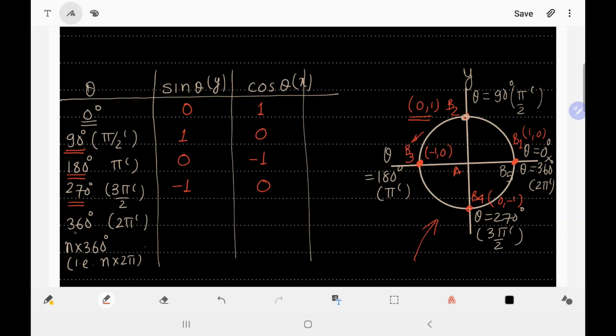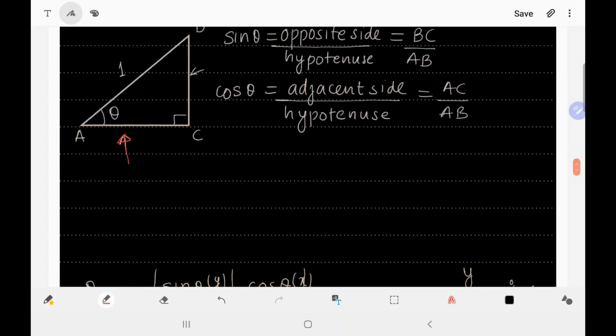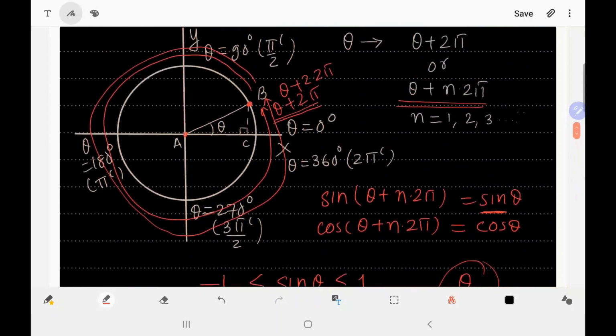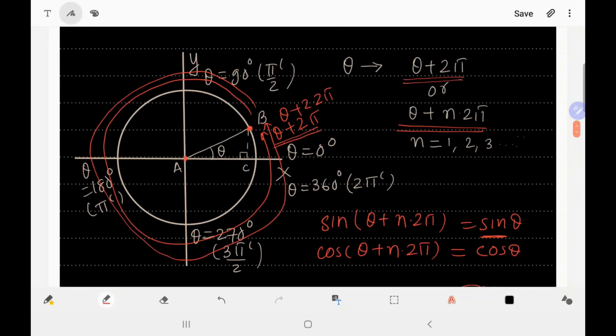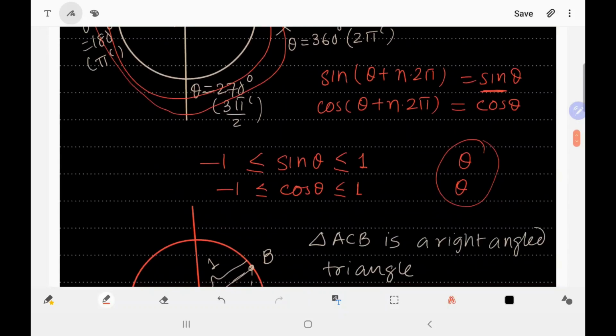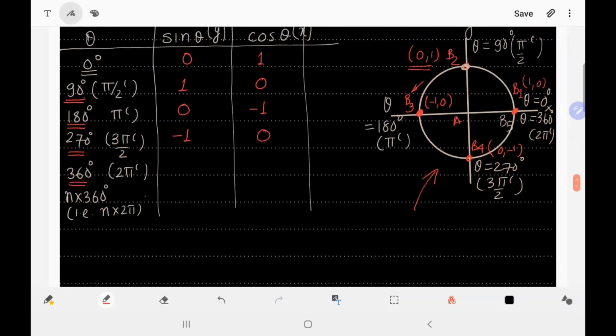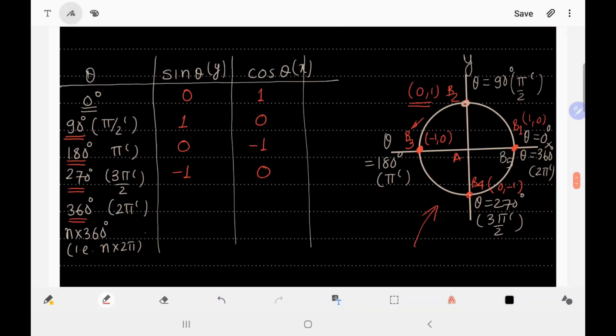In the next position, when theta becomes equal to 360 degrees or 2 pi, the position B5 coincides with the initial position B1. As we have already discussed, when you move point B such that the new angle can be written as theta plus 2 pi or theta plus n2 pi, sine of theta plus n2 pi is equal to sine theta, and cos of theta plus n2 pi is equal to cos theta. Hence, in position B5, the coordinates will be exactly the same as in B1, that is 1, 0. That means cos theta will be 1 and sine theta is equal to 0.